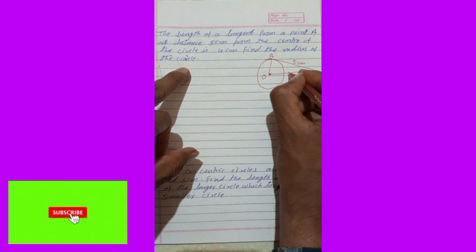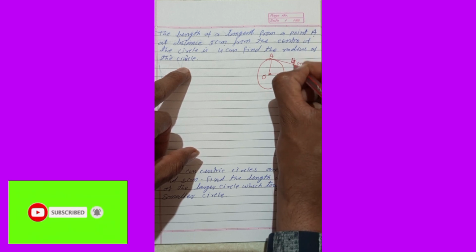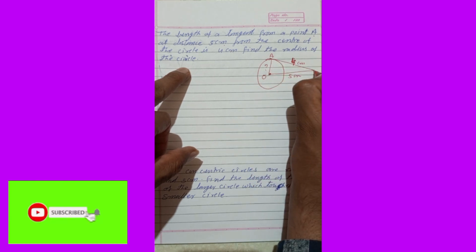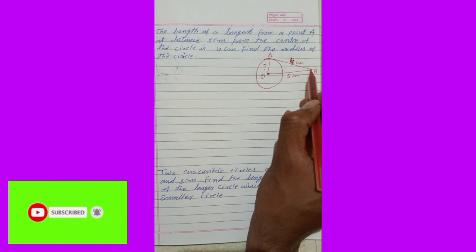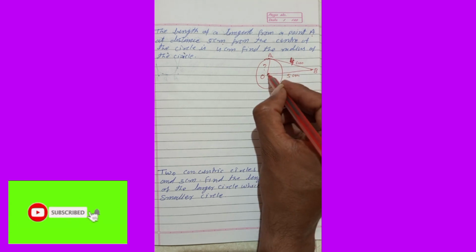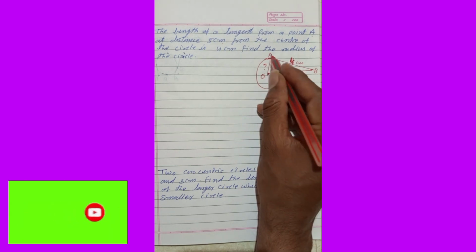Suppose that this is the biggest side, this is the 5 cm and this is the 4 cm. We are going to find the OA. Suppose that we give the name B to the point of contact. Now we can say that AB is a tangent and OB is the distance from the center to the external point. We are going to find the OA.